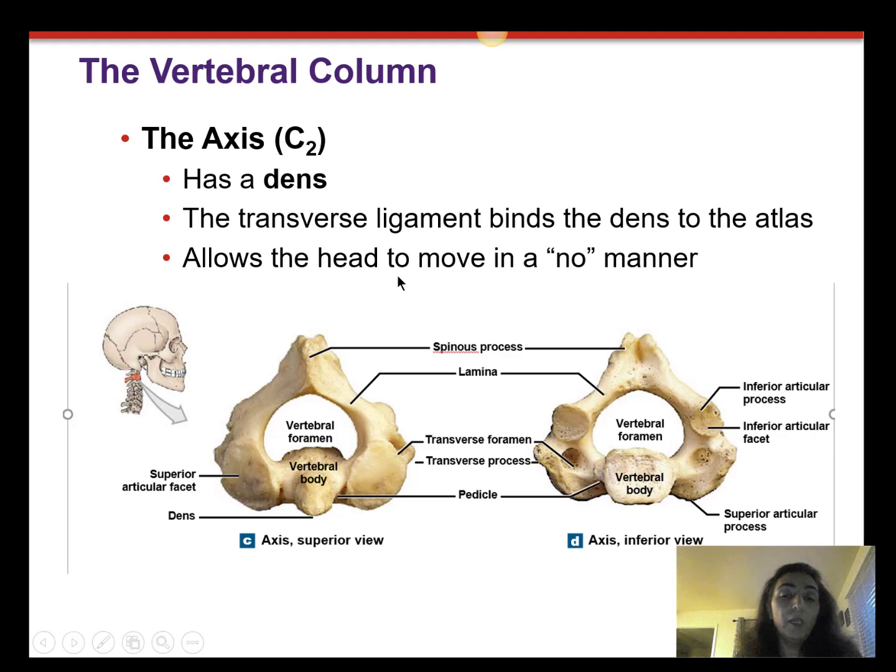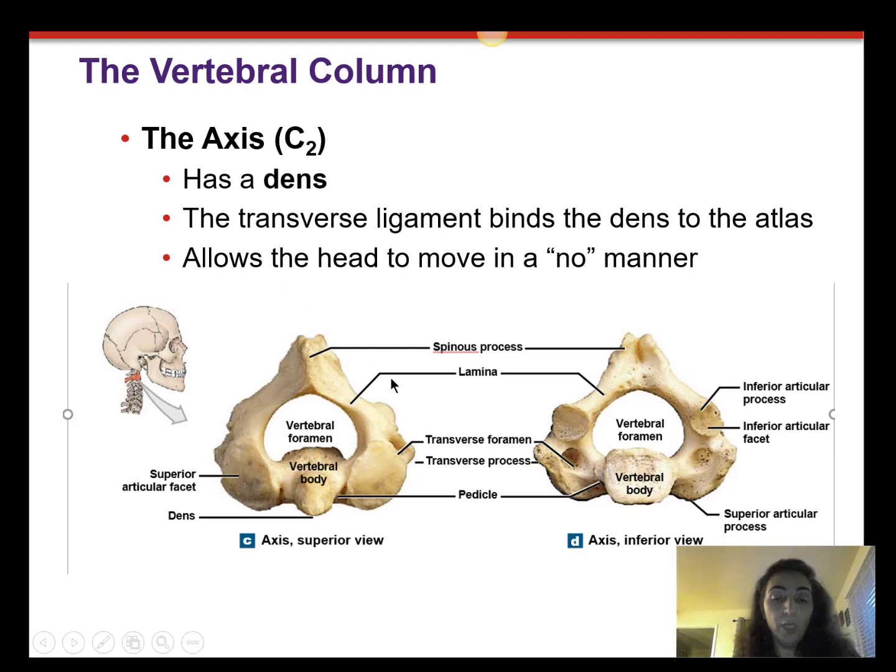So the transverse ligament binds the dens to the atlas. I will show you how and where it is located. You need to know the name: the transverse ligament is connecting the dens of the axis to the atlas. And this joint that is made between these two, as the atlas connects to the whole head through the occipital condyle. Now the axis is connecting to the atlas and helps the whole head to move over the axis and allows the head to move in a "no" manner, right?